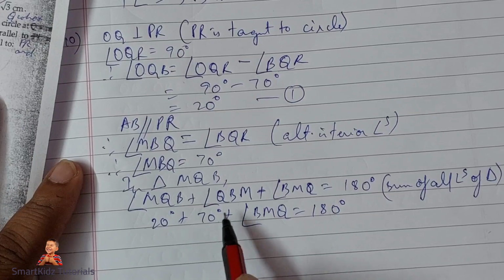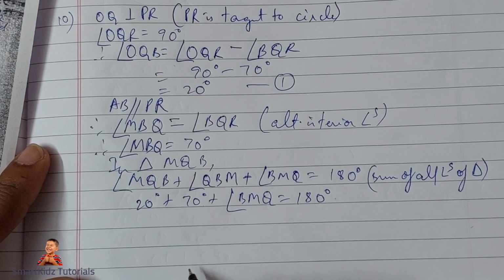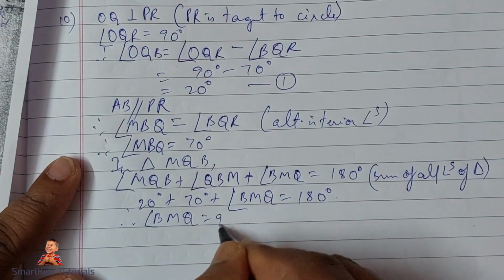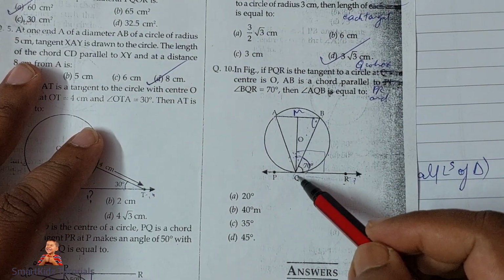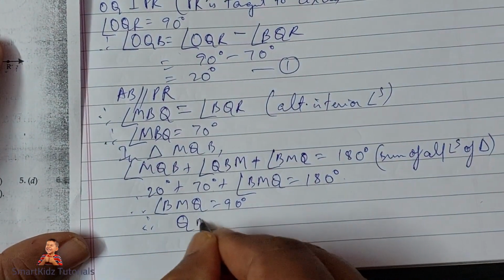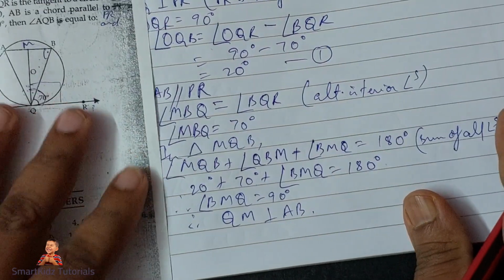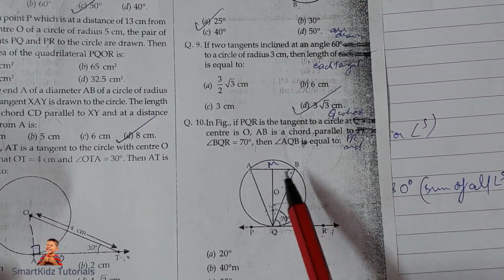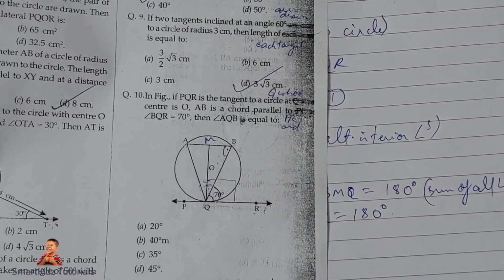70 plus 20 is 90. 90 when it goes to the other side becomes negative. 180 minus 90 is 90. So angle BMQ is equal to 90 degrees. That's why you can say QM is perpendicular to AB. Therefore, QM is perpendicular to AB. And then we go straight to proving that these two triangles are congruent to each other.